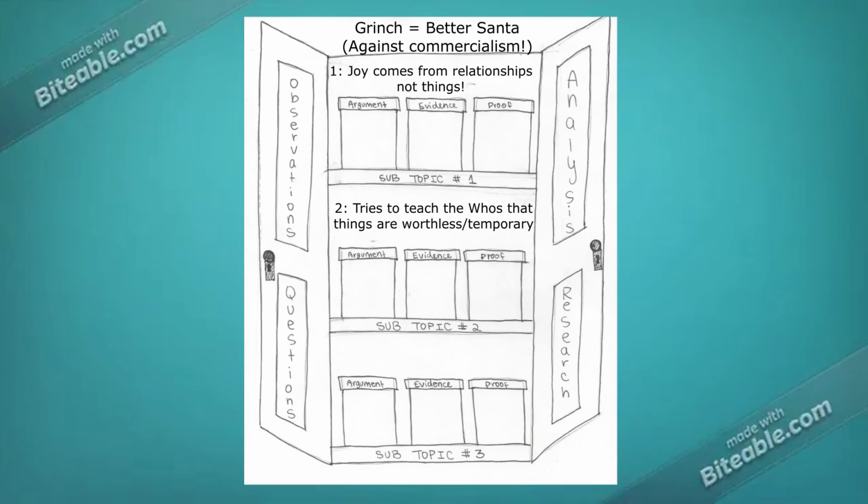Moving on to shelf number 3 and sub-argument number 3. The Grinch doesn't keep the toys that he steals at the end of the film. Instead, he tries to get rid of them, as if these are the true cause of everybody's misinterpretation behind what is important at Christmas time.